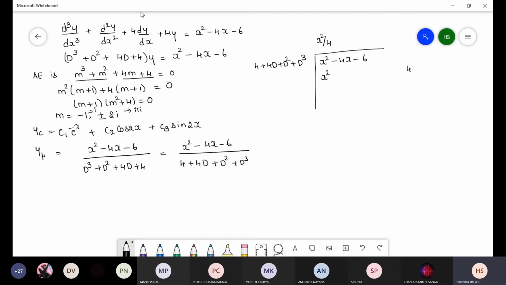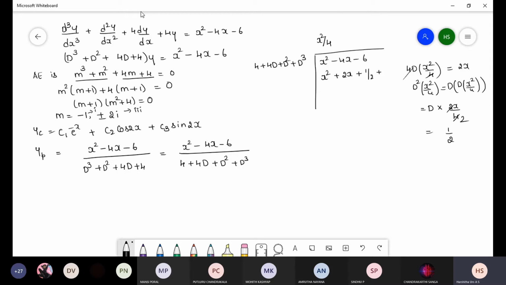Next, the first differentiation: 4d of x square by 4. The 4 will get cancelled, and the differentiation of x square is 2x. Next, the double differentiation of x square by 4. I split this as d into d of x square by 4. The first differentiation is 2x by 4, which is x by 2. The second differentiation of x is 1, so we get 1 by 2. Here I write plus 1 by 2.